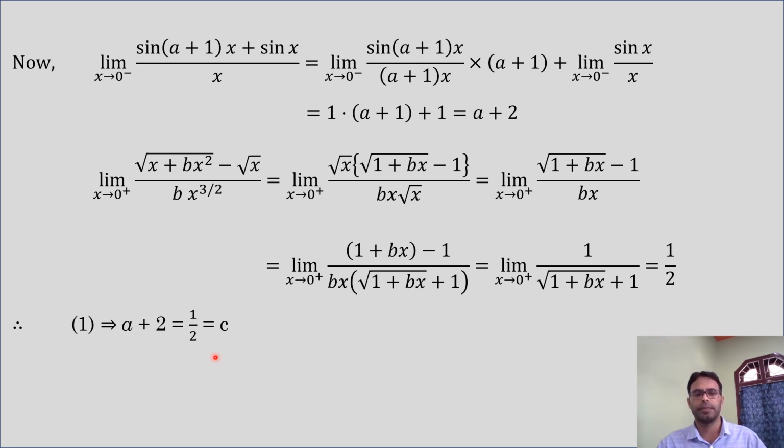Then you see from here c is equal to half, from here c is equal to half. So you see a is equal to half minus 2, this is minus 3 by 2, and c is simply equal to half. Okay, so from this you cannot obtain the value of b. You see b is already removed, cancelled in numerator and denominator, because 1 and 1 will go, bx is always cancelled.